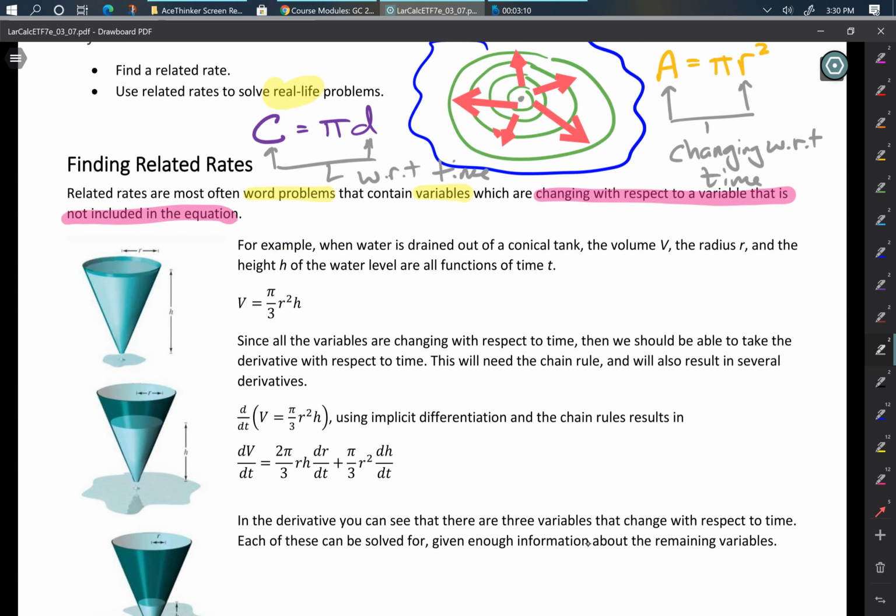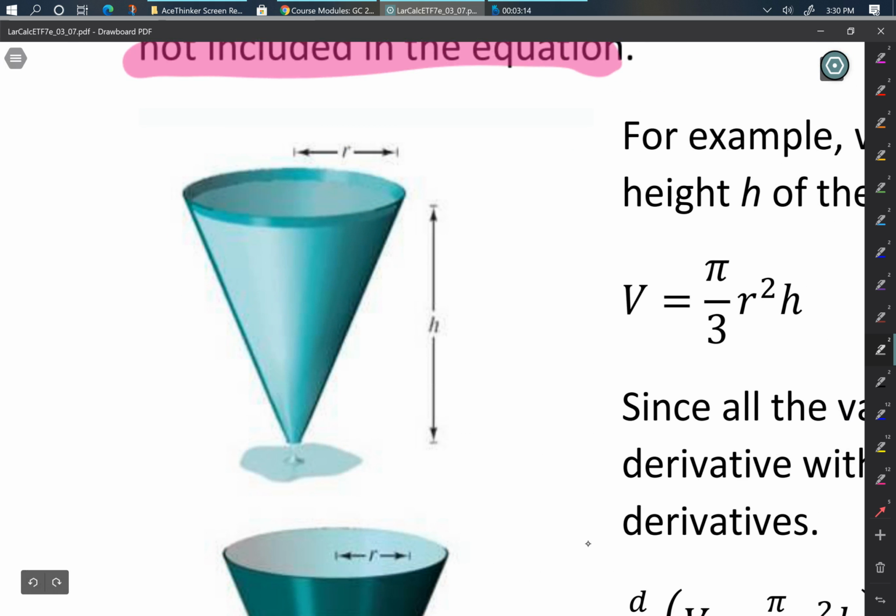Suppose that water is being drained out of a conical tank. So we have a tank over here that looks like a cone. Right? This cone has a height, which is some h, and has a radius, which is some r, and it's filled inside with water. So in here's water. Right? There's a hole at the bottom, and so water is leaving. That means that the volume of this cone, the volume of the water inside the cone, is changing.